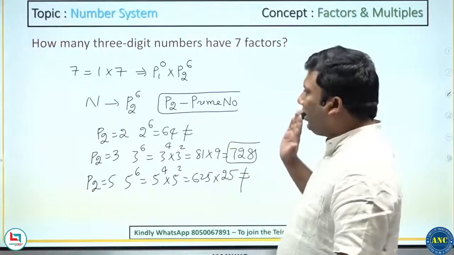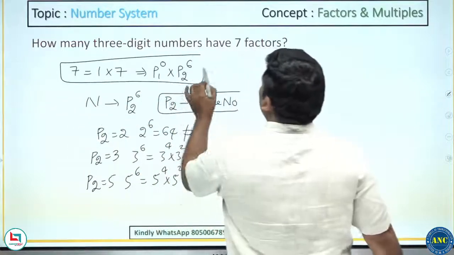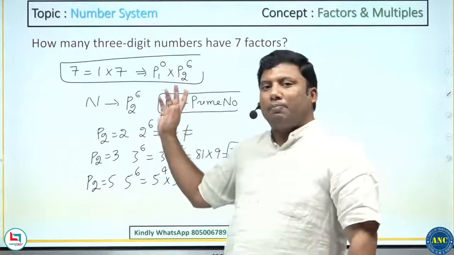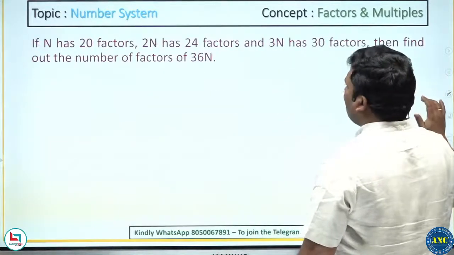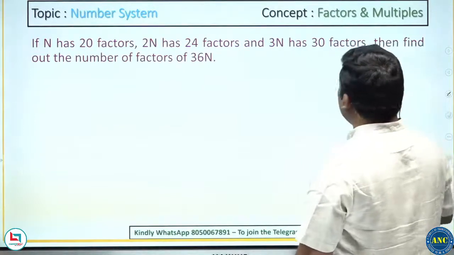I hope the idea is clear. If there is a number with 7 factors, 7 is a prime number. Only one way you can decompose: 1 and itself, 1 into 7. I think this question, I'm sure you can solve it, right?